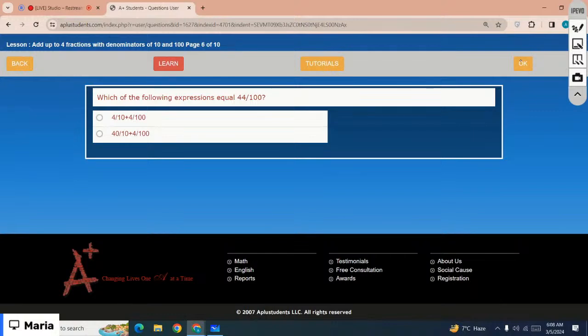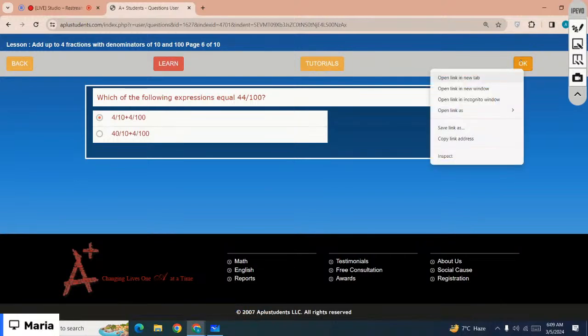Which of the following expressions equals 44 by 100? Which is the correct option? Yes, that is option number 1. 4 over 10 plus 4 over 100 is the correct option. Option number 1 is the correct option.